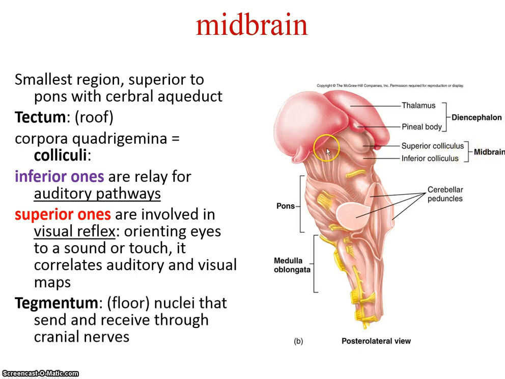The midbrain is separated by a cerebral aqueduct, which you can't see here, from the posterior and anterior aspects. All right, it is the smallest region, superior to the pons, so above the pons, with a cerebral aqueduct running through it. There's the tectum, which is roof, and again, your models aren't made to show this. The corpora quadrigemina you will see on your models, and you'll identify on the sheep as well. The inferior ones, you should know, are responsible for auditory pathways, so things that have to do with hearing reflexes. The superior ones are involved in visual reflexes, orienting the eyes to a sound or touch, and it helps correlate auditory and visual maps.